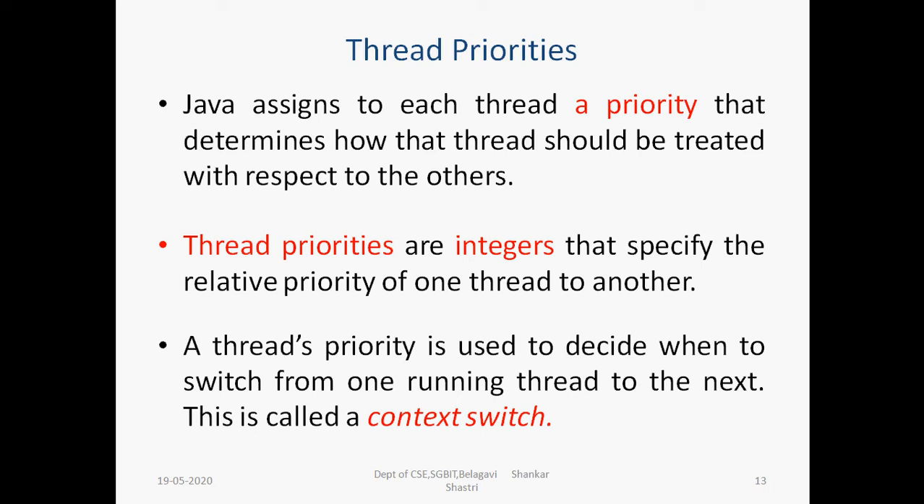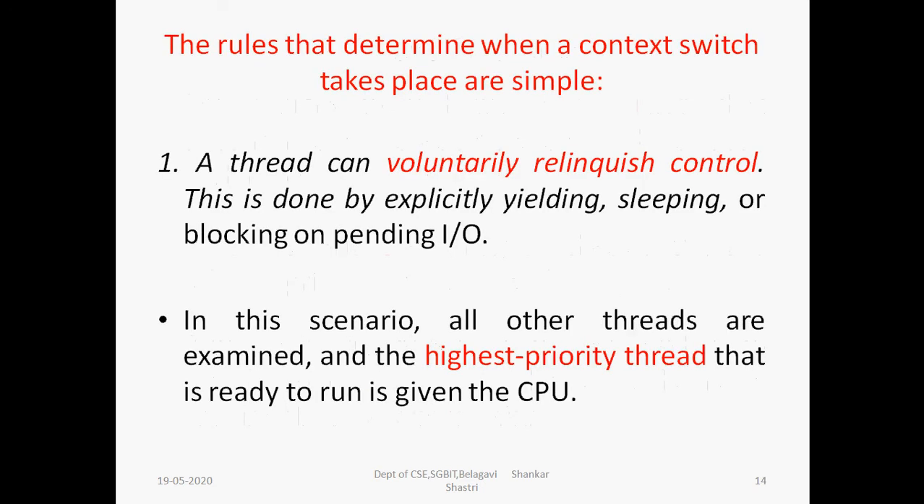So it is a process. Context switch is a process. Here we are deciding which thread has to execute first, which thread has to execute next, like that. Slide number 13, thread priorities. So in the thread priorities, we are using the context switch mechanism. But how are we deciding the context switch? The rules that determine when a context switch takes place are very simple. There are two ways to shift from one thread to another thread. First one is, a thread can voluntarily relinquish control.